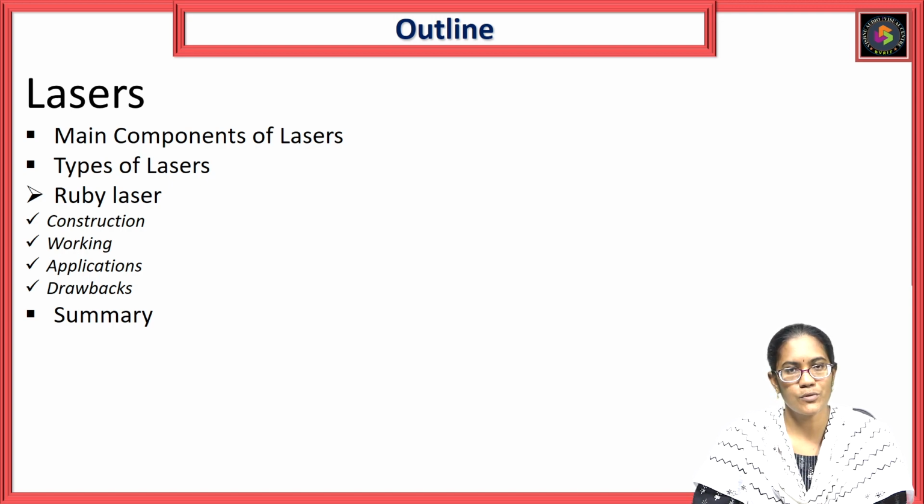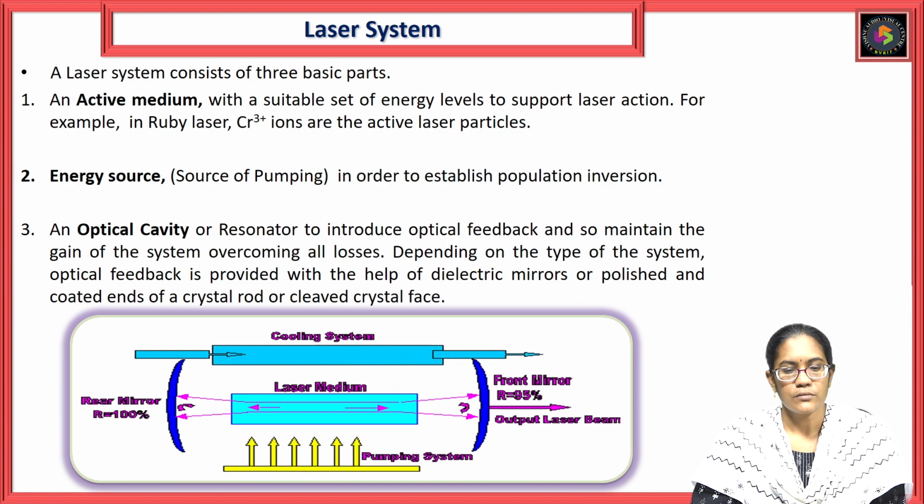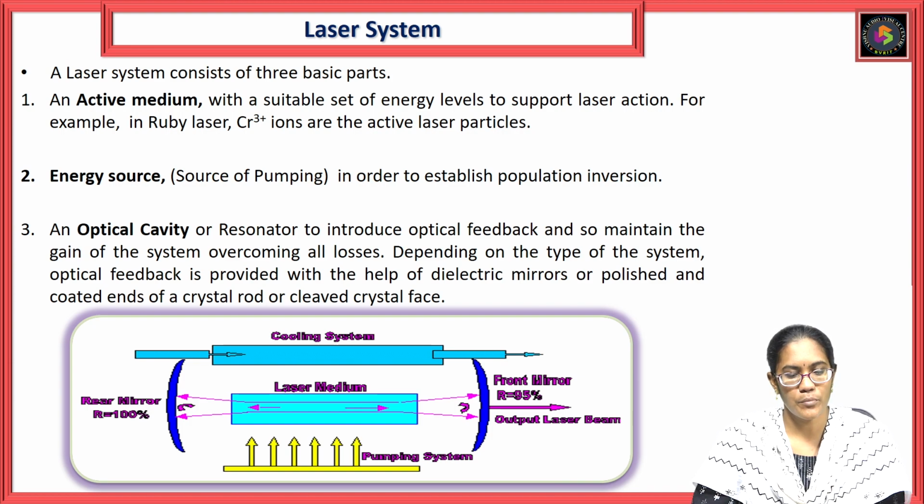An example of a solid state laser is the Ruby laser. I'll explain its construction, working, applications, and drawbacks. And then I'll summarize today's class. Any laser consists of three major parts. The first one is the active medium. The second essential component is the energy source or pumping source. The third one is the optical cavity or resonator.